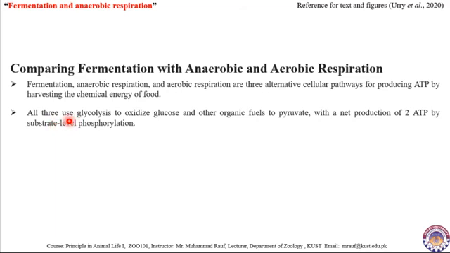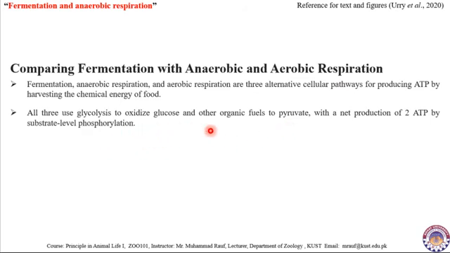All these three use glycolysis to oxidize glucose and other organic fuels to pyruvate. So remember, in any organism, irrespective of what process is going on, glycolysis will occur because it is a process which doesn't require oxygen, which doesn't require a specific structure. It can take place in the cytoplasm, so it occurs in almost all types of cells, irrespective of what happens when pyruvate is produced.